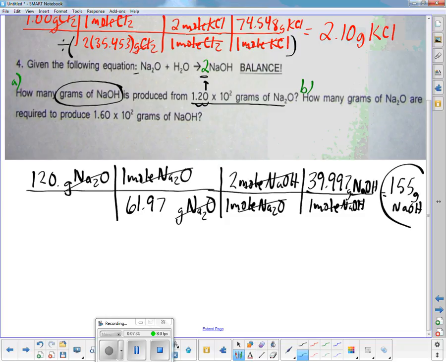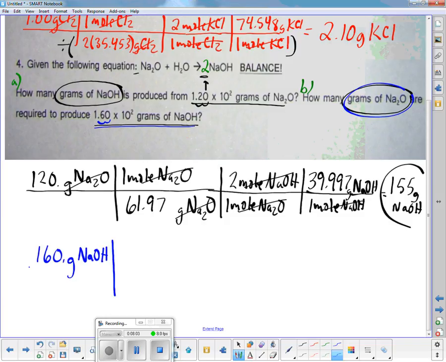Okay, so let's do the next one. So this time I'm looking for how many grams of Na2O are produced when I have that many grams of NaOH. I'm going to change to blue on this one, just so we can keep track. Okay, so again, 160, moving it 2, right? And it's a decimal to show me I have 3 significant figures of NaOH.